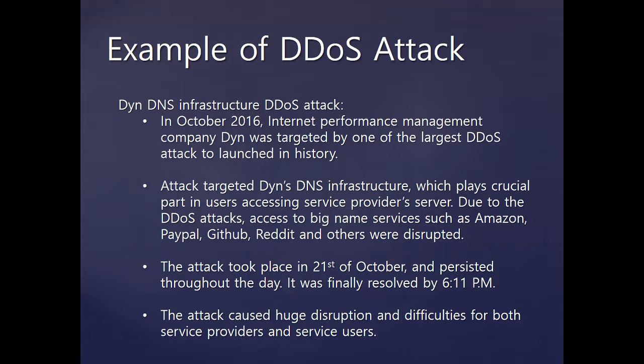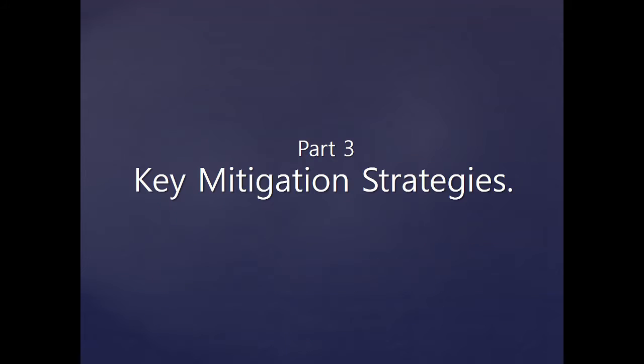On October 21, 2016, DYN, an internet performance management company, was targeted by one of the largest DDoS attacks in history. DYN provides DNS infrastructure linking internet users to the website they request to go to. This infrastructure was slowed down by the attack and disrupted access to Amazon, PayPal, and Reddit, among others. This attack lasted throughout the day and was finally resolved shortly after 6 p.m.